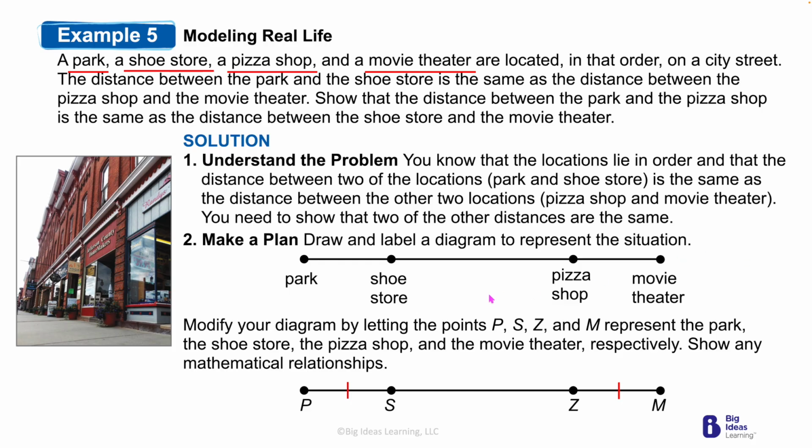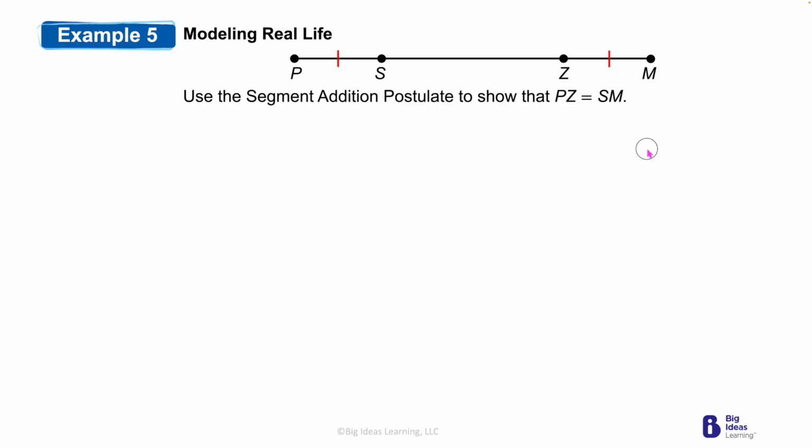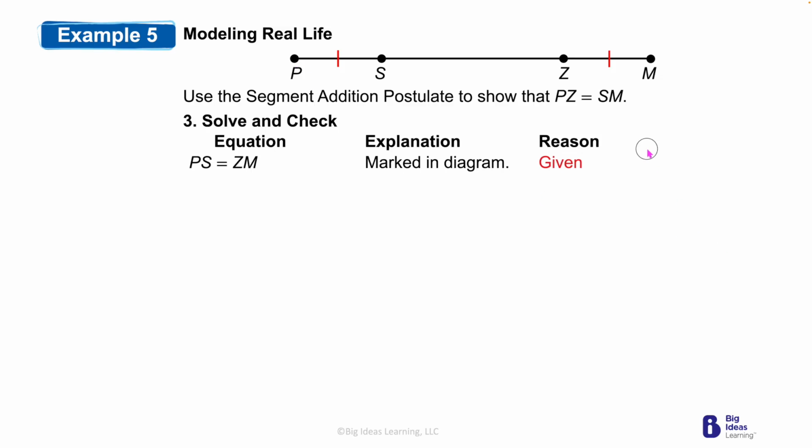What we're trying to figure out here is the distance from the park to pizza shop. So that's from P to Z, that segment right there. And then we'll see if it's the same as shoe store to movie theater. So you have to show that PZ equals SM. So we already know that PS equals ZM. That's marked in the diagram. That's our given.